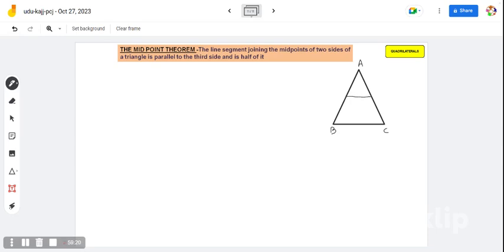This is the line segment joining the midpoints of AB and AC. So this is equal to this and this is equal to this. So it is given that E and F are the midpoints of AB and AC respectively. So what we need to prove?